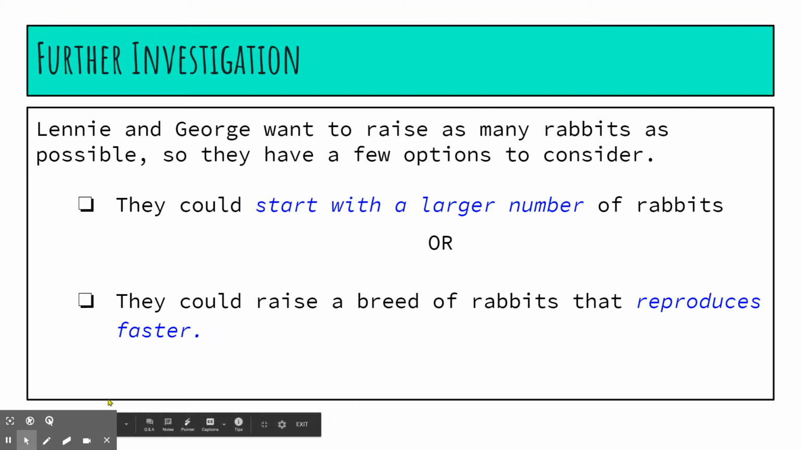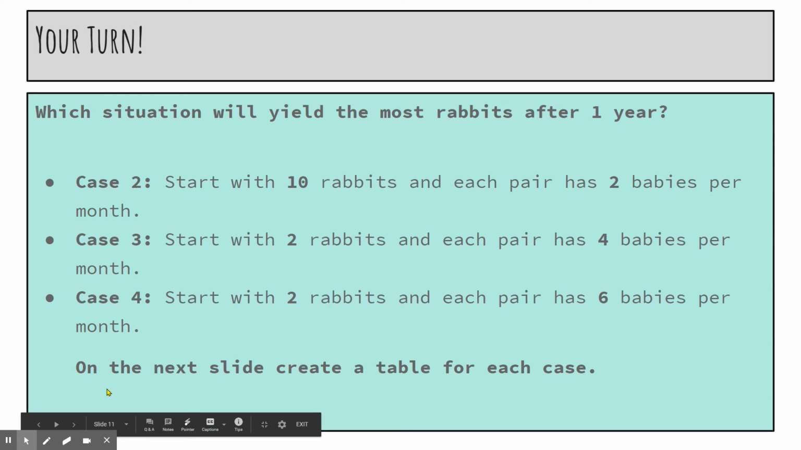Well, let's see. We have 3 more cases. We started with case 1 where each pair had a pair, right? Or case 2, we're going to start with 10 rabbits and each pair has 2 babies per month. So you're starting with more, but they're still having the same amount per pair. Case 3 is you're starting with 2 rabbits, the same amount, but now each pair is having 4 babies per month. In case 4, we start with 2 rabbits, but each pair has 6 babies per month.